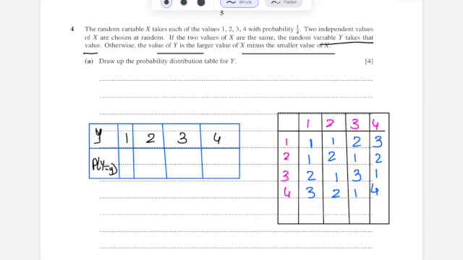1 is how many times? It is going to be 7 times. So it is 7 upon 16. 2 is 5 upon 16. 3 is 3 upon 16. And 4 is 1 upon 16.